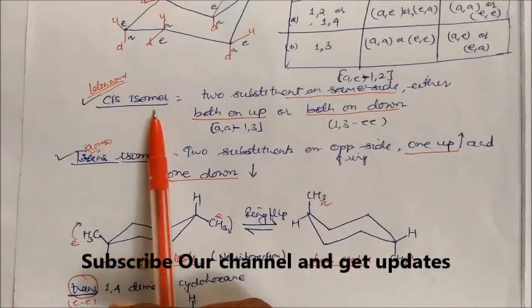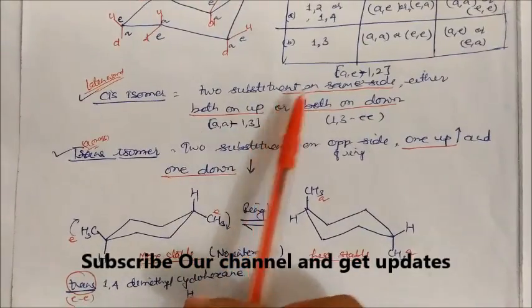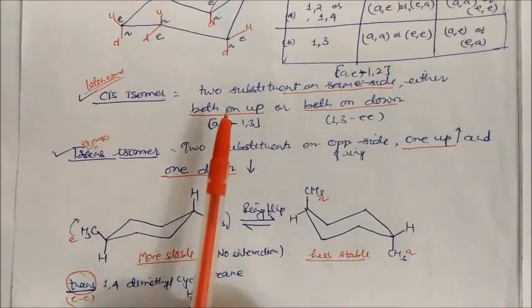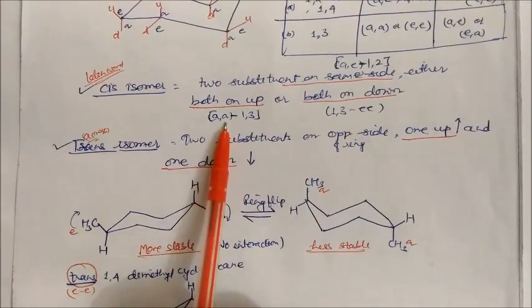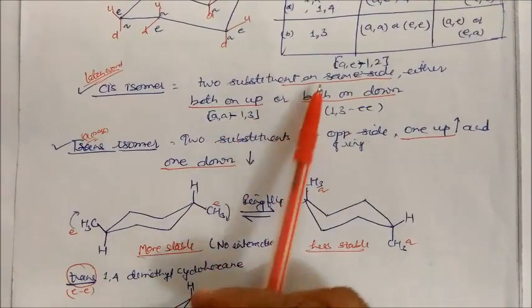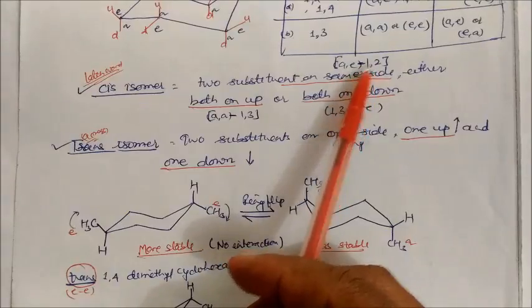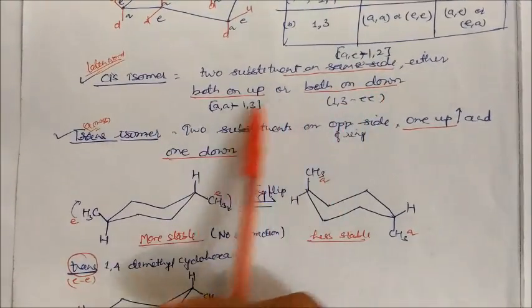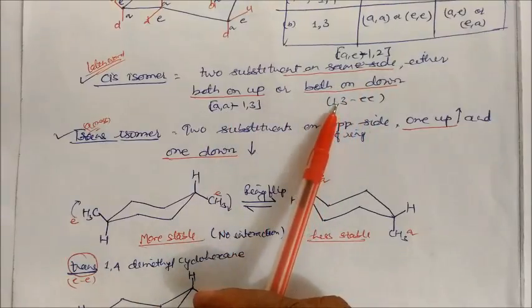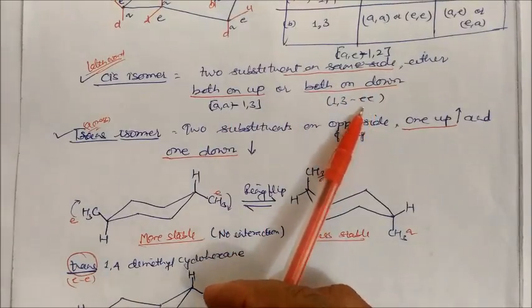Cis isomer: what is the meaning of cis isomer? Two substituents on the same side, either both up or both down. That is called the cis, like double A at 1, 3, or you can see AE at 1, 2. So these are the cis isomers, both up, which is double A, or both down at the 1, 3 position, E.